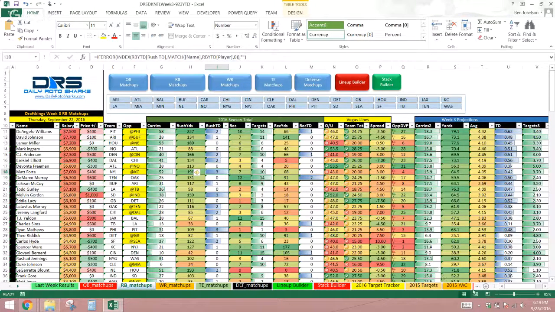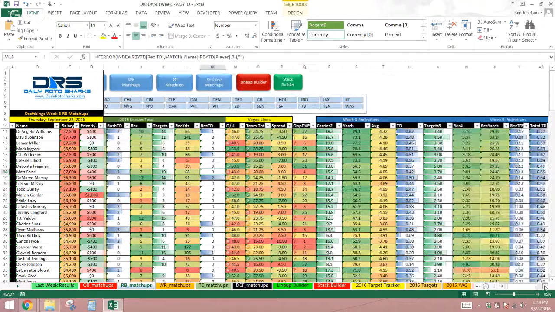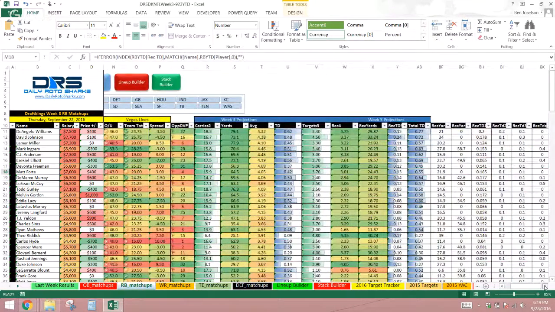Then you go over to Vegas lines. It's the same thing, but we have the season total for running back receiving stuff as well. So you have receptions, how many targets they've been thrown, how many yards they get, and how many receiving touchdowns they've scored. Then you have the Vegas lines. Then you have the DVP that we showed you.